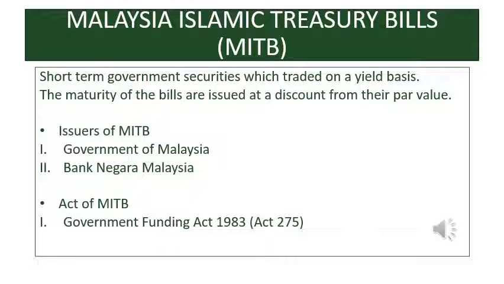So we move to the Act. Malaysia Islamic Treasury Bills are issued under the Government Funding Act 1983. The Act, 637 and 275, is to authorize the federal government to raise funds within Malaysia for development expenditure such as health insurance, retirement benefits, and national defense. And it is also to refinance maturing debt.